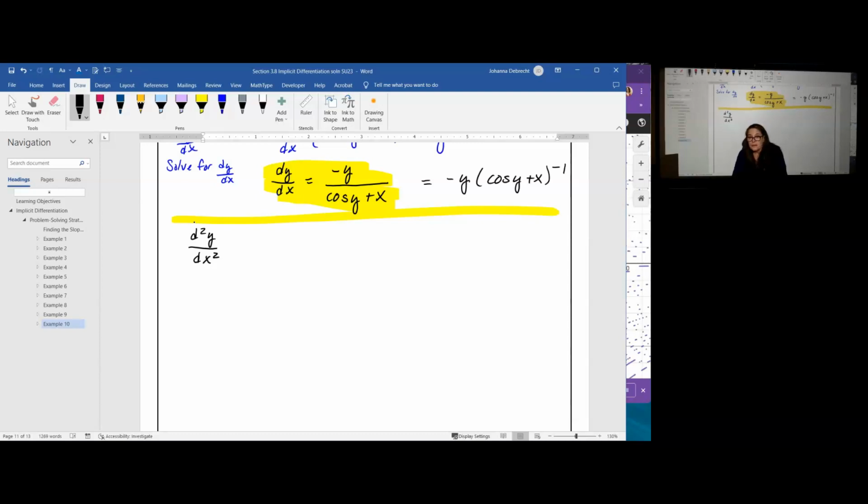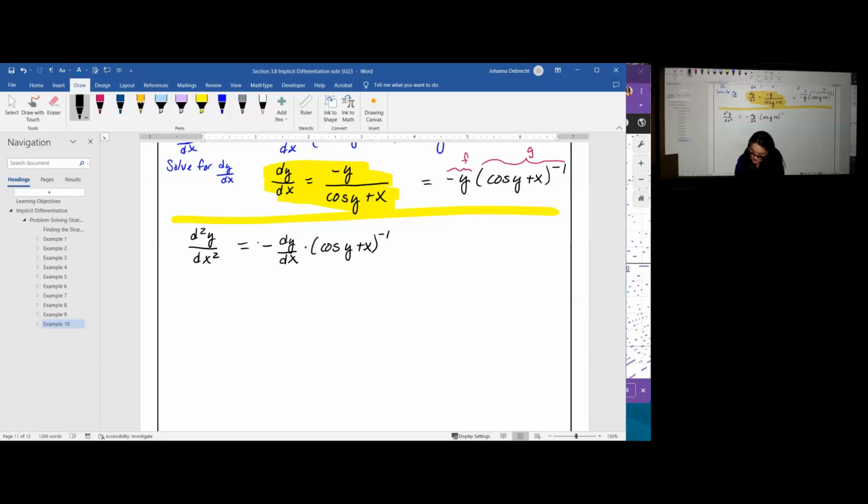Which would you rather do? I'm guessing the product rule with chain rule, so we'll try that one. This is going to give me the negative y as f, and the entire thing raised to the -1 power as g. When I apply the formula, the derivative of negative y is negative dy/dx. That gives me f prime, then I multiply by g: cosine y plus x raised to the negative 1 power.